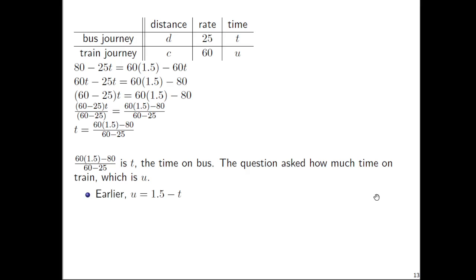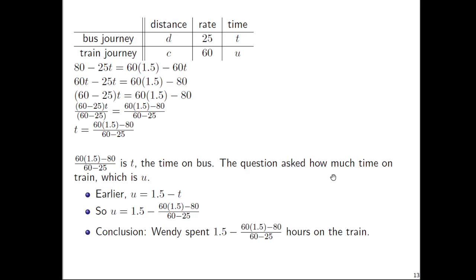So earlier we saw that u is equal to 1.5 minus t. So all we do is u is equal to 1.5 minus, and we now have this ridiculous looking fraction, but it's just numbers. That was t, so we replace that. Our conclusion, we'll say that Wendy spent 1.5 minus 60 times 1.5 minus 80 all over 60 minus 25 hours on the train. And we won't bother simplifying this any further.